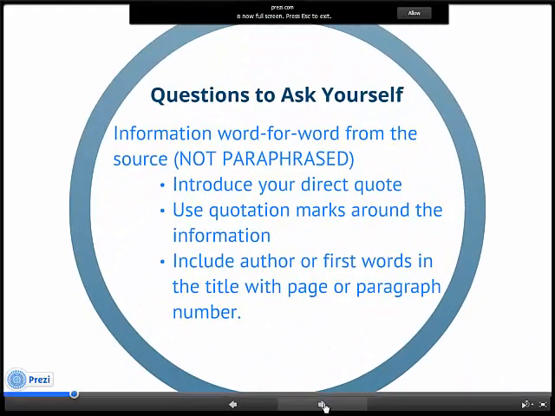So questions to ask yourself: when you take information word for word from the source, you need to introduce your direct quote, you need to use quotation marks around the information from the source, and you need to include the author or the first words in the title with the page or paragraph number inside parentheses at the end of the sentence.